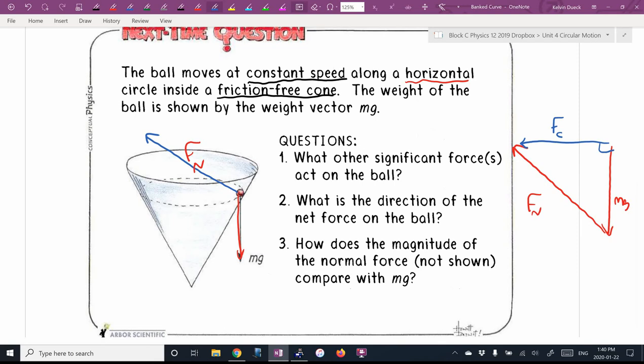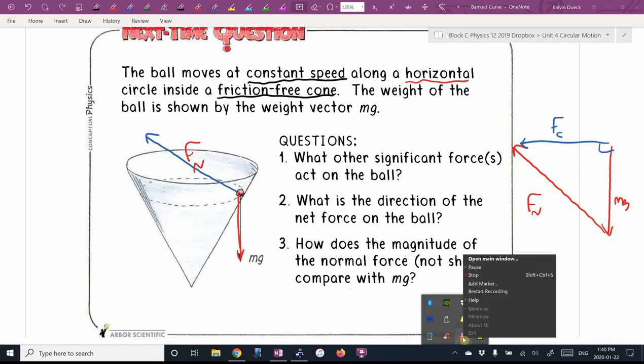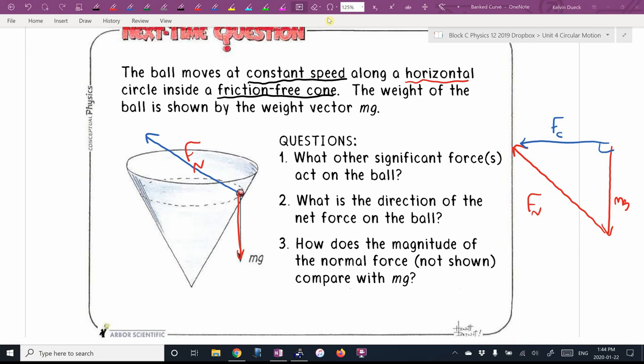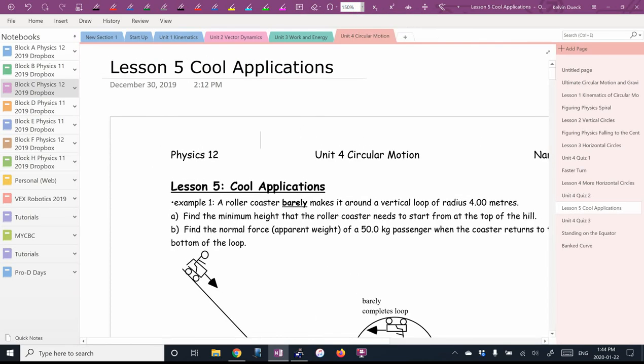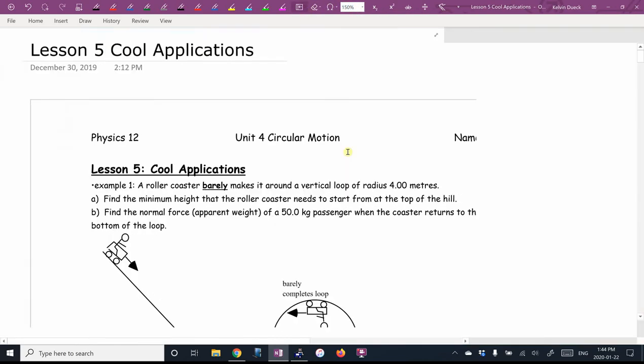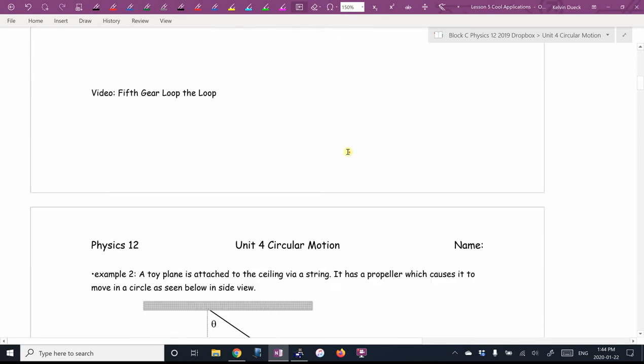Actually, it's a really, really good segue. Today, we're going to look at some cool applications. Lesson 5, cool applications. The first cool application that we're going to look at is not example 1. I'm going to come back to example 1. Example 1 is cool because it's roller coaster loops. In fact, it's one of my favorite applications. But I want to instead go to example 2.